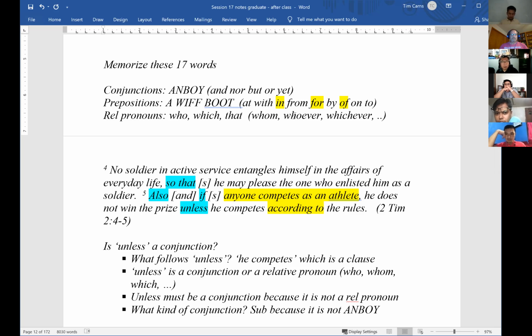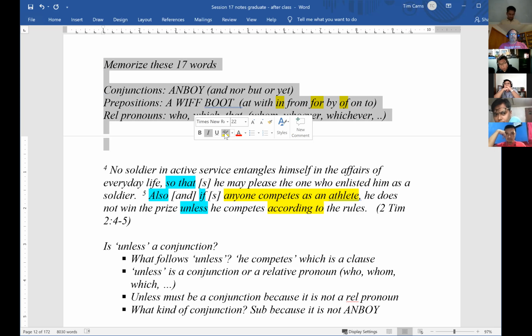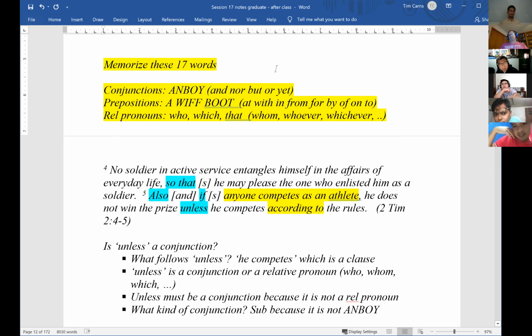Okay? So this is gold, guys, right here. You memorize those. That's going to help you tremendously with the connector words. And as we've seen, knowing those connector words is really helpful in doing the diagram, which means they're helpful in seeing how all the phrases and clauses connect with each other within a given sentence or paragraph.